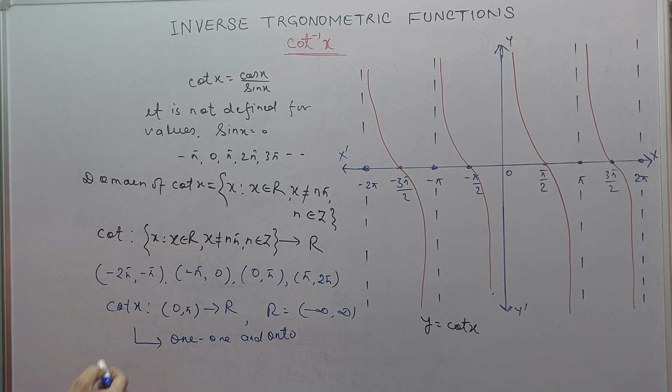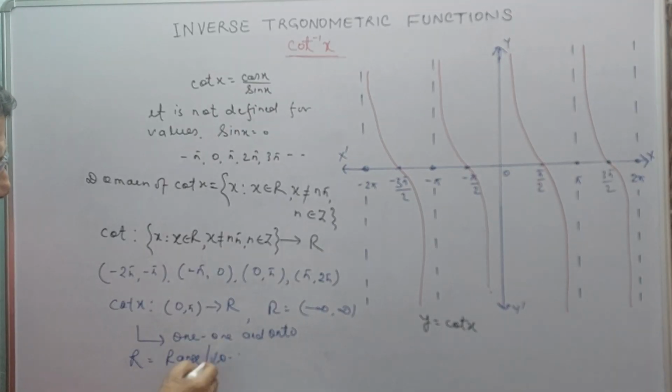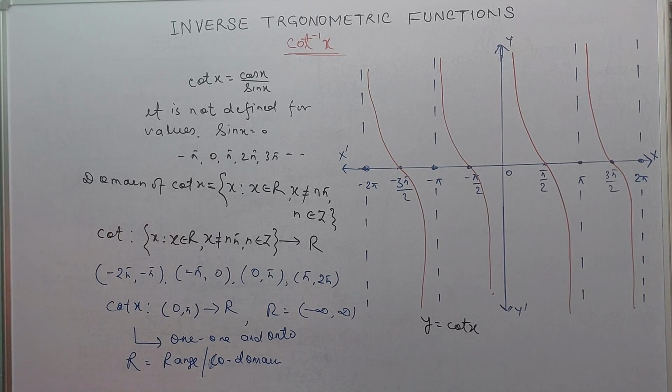For each interval, if I take all the intervals like this and this and this, all should have the same range. This is the range and codomain of the cot function. So if the domain of cot is restricted to this interval, then it becomes one-one and onto. And for the restricted domains, we will calculate the cot inverse x.